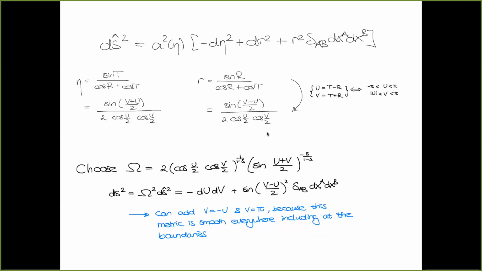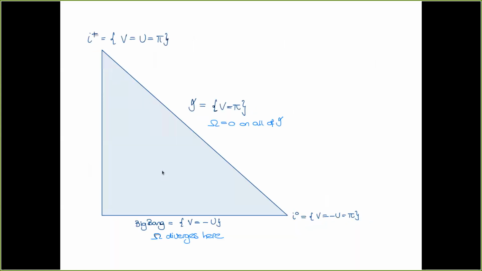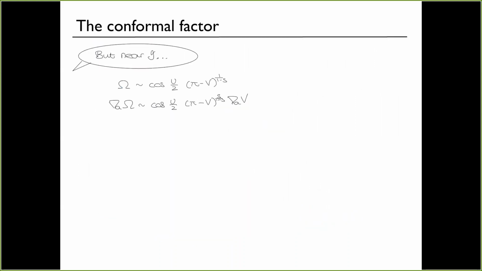Now, if we look at the behavior of this conformal factor omega, it's of course chosen in such a way that omega is nicely zero on all of scri. Of course, there's a side note: omega diverges at the Big Bang, but that's totally fine because we're not interested in that part of spacetime anyhow. We are really interested in scri. So since it's nice and regular there, it seems like we're in business. Except that near scri, if we actually look at the coordinates specifically, we see that omega scales in this particular way, and the gradient of omega scales like this.